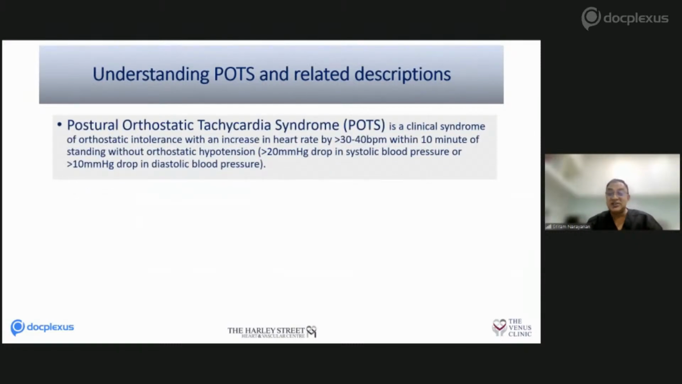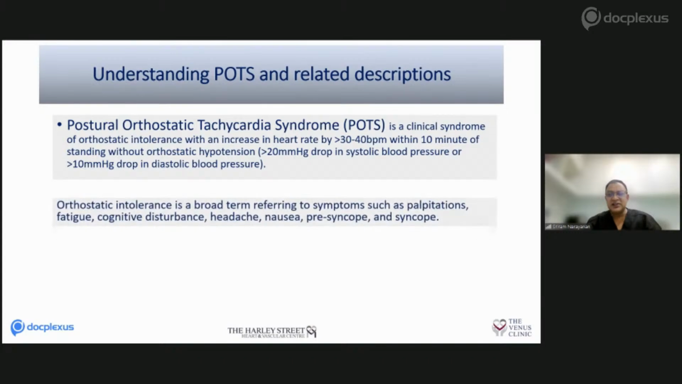So it is a condition where typically on change in position, there is a heart rate increase by up to 30 beats per minute. 40 beats is for people who are 16 or younger, within 10 minutes of change in position, and without any orthostatic hypotension. If there's a sudden drop in blood pressure, then it is not quite POTS syndrome. In POTS, you only get tachycardia. Postural hypotension has other causes that require cardiological investigation.